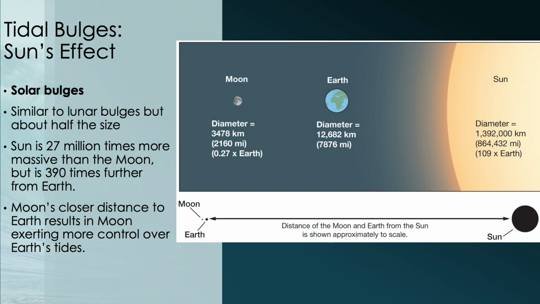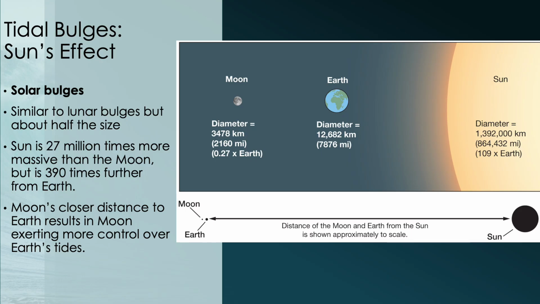Okay, so we mentioned the inverse square law. In the inverse square law, gravity is stronger when the mass gets larger, and it's weaker when the distance gets larger. And it just turns out there's this amazing cosmic coincidence that the sun is 27 million times more massive than the moon, but about 400 times further from the Earth than is the moon.